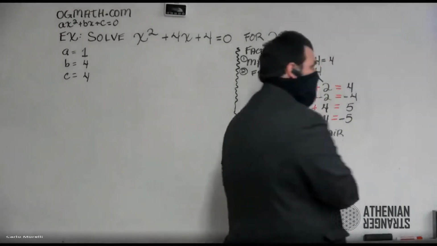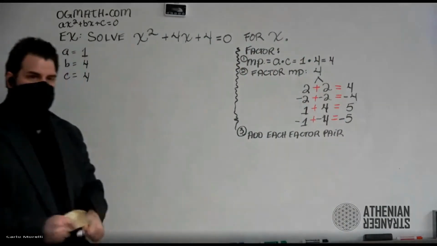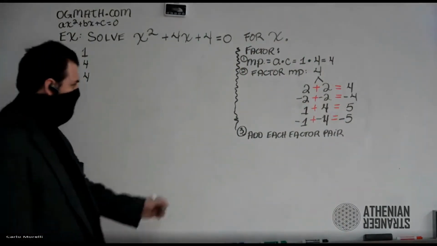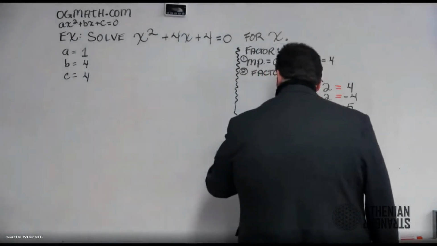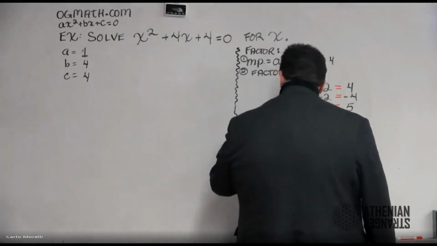Now, the next step, what is it? Does anyone remember? Step 4. Circle the factors.